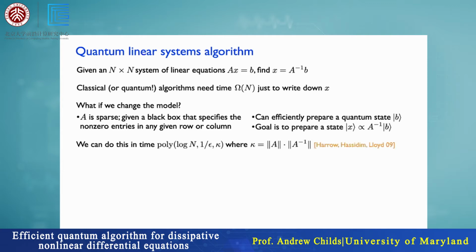Okay, so what Harrow, Hassidim, and Lloyd showed in 2009 was that you can actually solve this task. You can prepare this state, ket x, in polynomial time, specifically time polynomial in the number of qubits, so polynomial in the log of the number of equations and variables in the system, and also polynomial in 1 over epsilon, where you produce the state with error at most epsilon, and also polynomial in some measure of the distance from singularity of the matrix as measured by the condition number. The condition number is the product of the spectral norm of the matrix and the spectral norm of its inverse. This is like the ratio of the largest to the smallest singular value of the matrix.